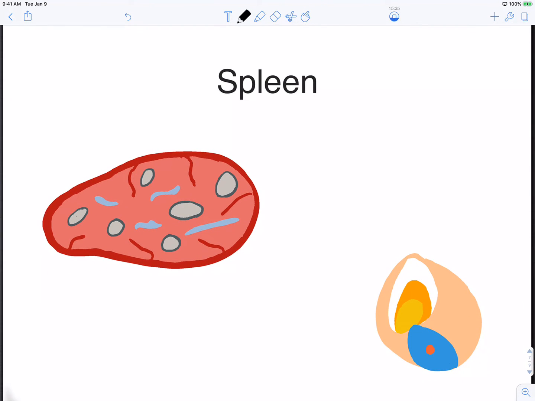All right, so the next structure is our spleen. Our spleen is considered an encapsulated secondary lymphoid tissue. The spleen has a capsule. It has regions referred to as white pulp, these little circles. And they're called white pulp because that's where the white blood cells are, your T cells, your B cells, your macrophages. It has venous sinuses, which are these blue.